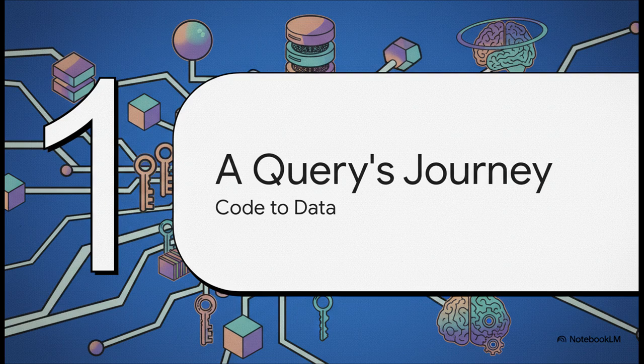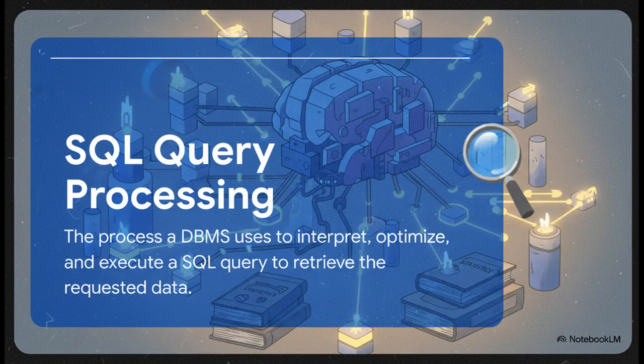And it turns out every query, no matter what, goes through this very specific three-phase journey. The whole thing is called SQL query processing. It's all handled by the Database Management System, or the DBMS for short. Think of the DBMS as the head chef in a giant busy kitchen full of data. It's the brain of the whole operation. It takes your order, figures out the absolute best way to cook it up, and then serves you the result.